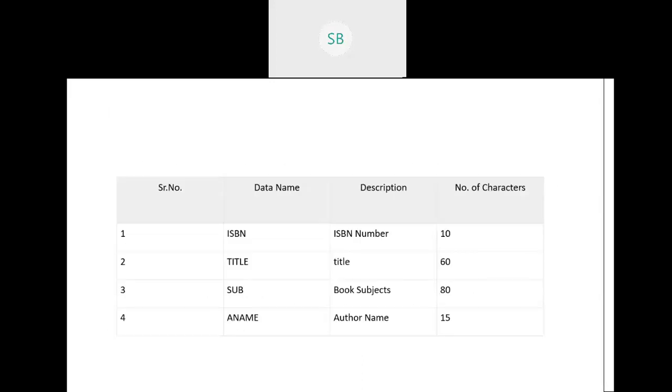Now let us have a look at this. You can see how it is stored. It is basically a table in a database, right? All the descriptions like the serial number, data name, description, number of characters are stored in this data dictionary. You can think it looks like a table. This is a data name, ISBN. The description is that it's an ISBN number. How many characters can it contain? 10 characters. All these things are known as the data dictionary.